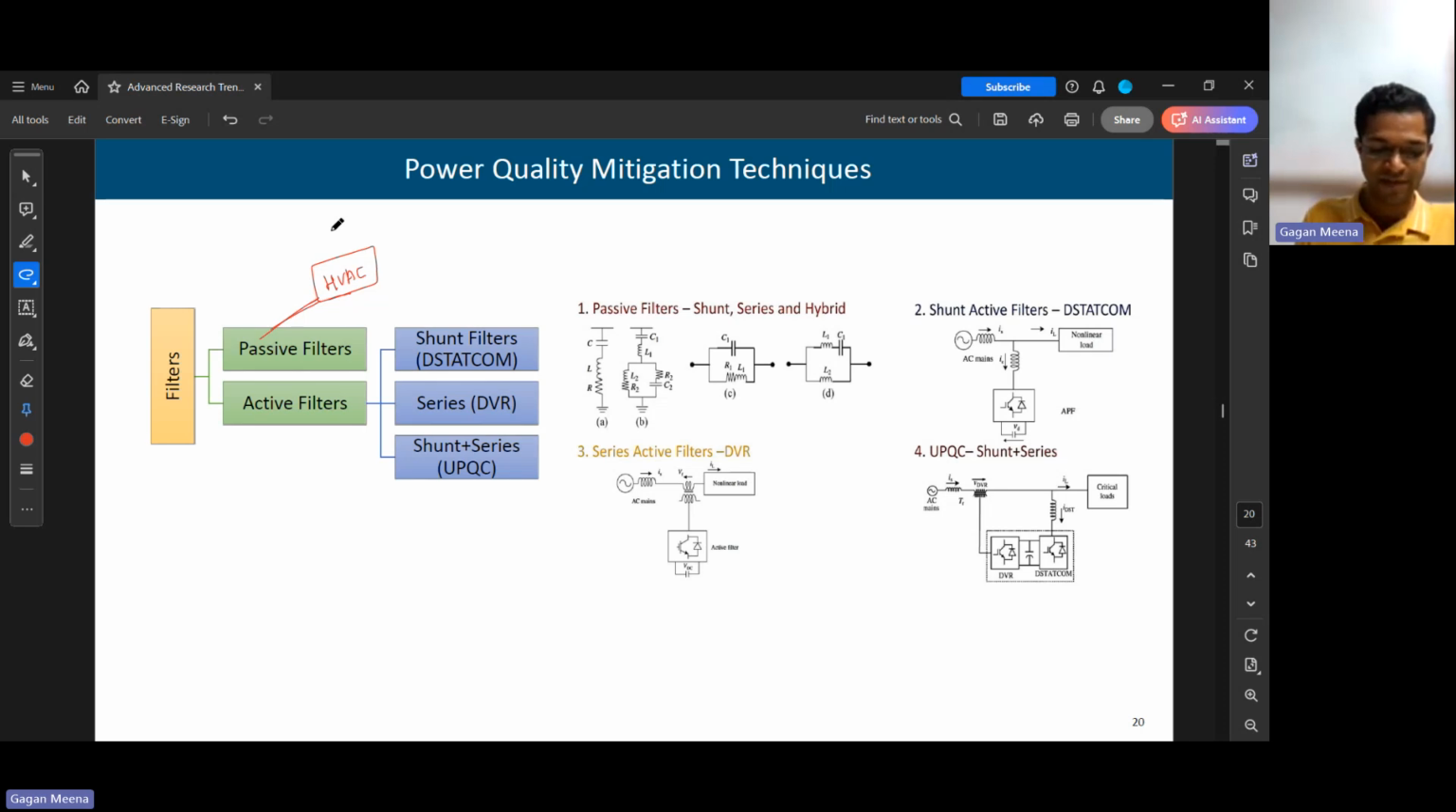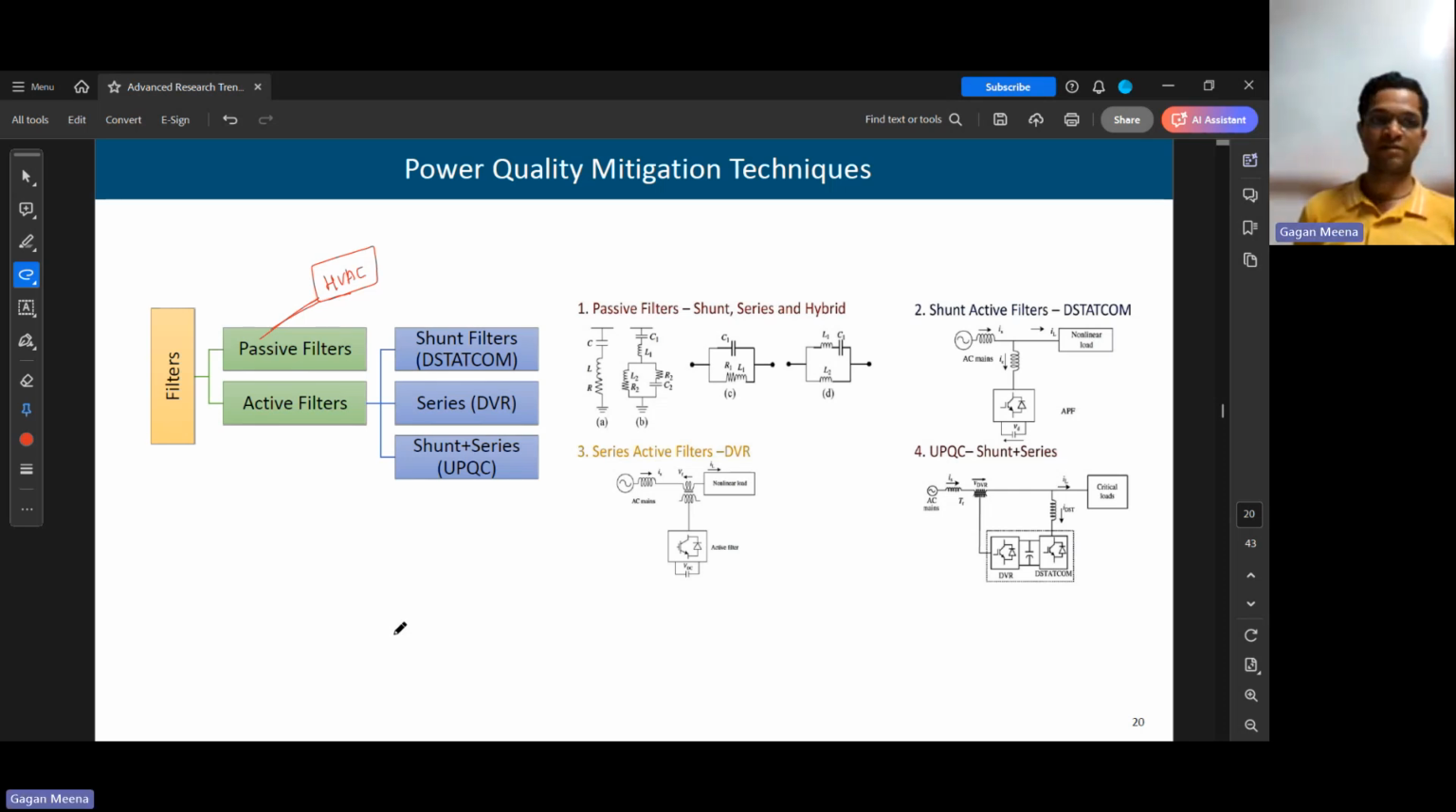But the problem with them is that once we tune them and the system changes, their value will not be appropriate for the changed system. They might become oversized, and that will further distort the waveforms. Passive filters are only meant for a particular system, or a range of values.